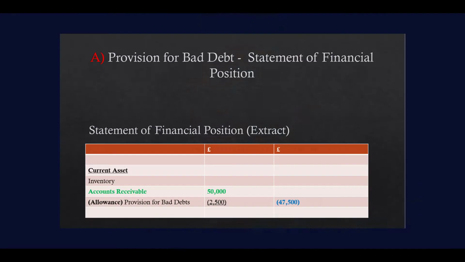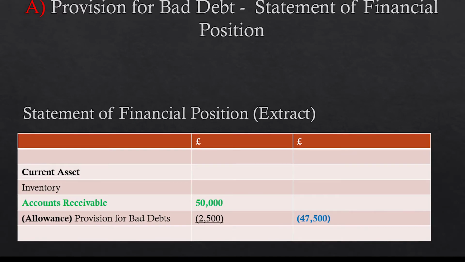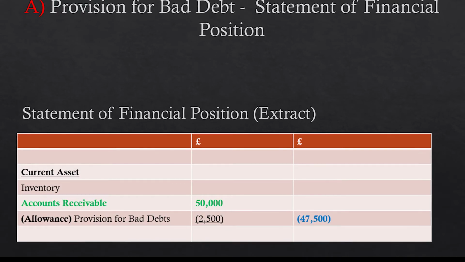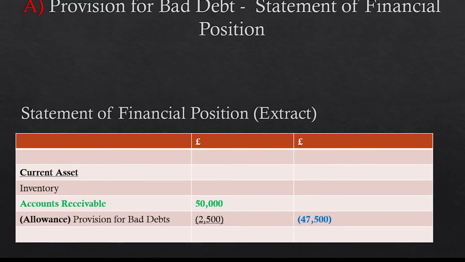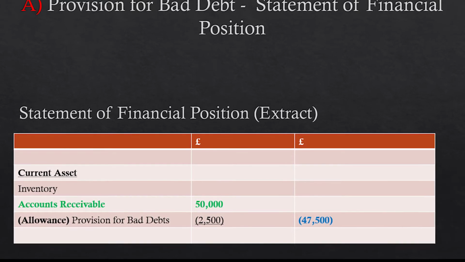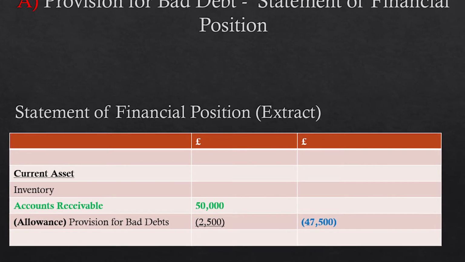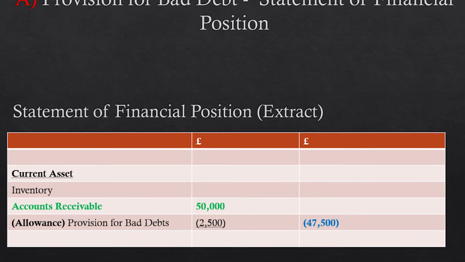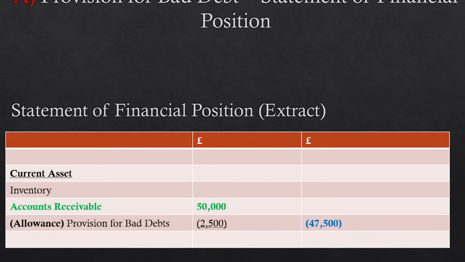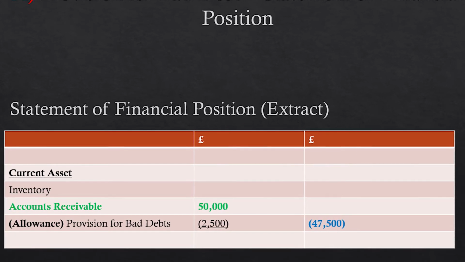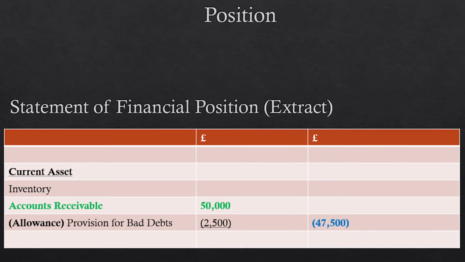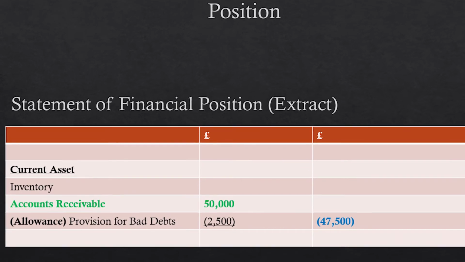Now, we could also consider the impact on the statement of financial position. In the statement of financial position, it is 50,000. That is our accounts receivable, and therefore we need to adjust by the 2,500, which we've estimated in terms of the provision for bad debt that we assume we will not receive. So therefore, the adjusted accounts receivable now is 47,500.